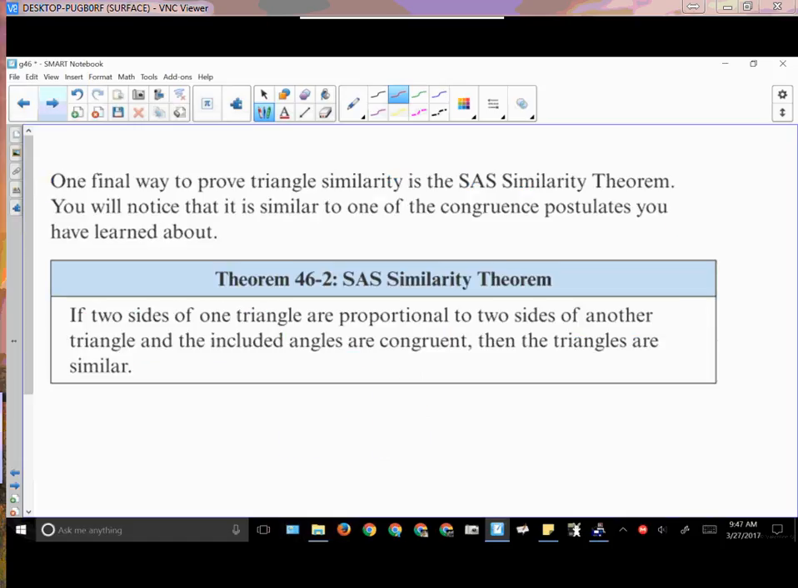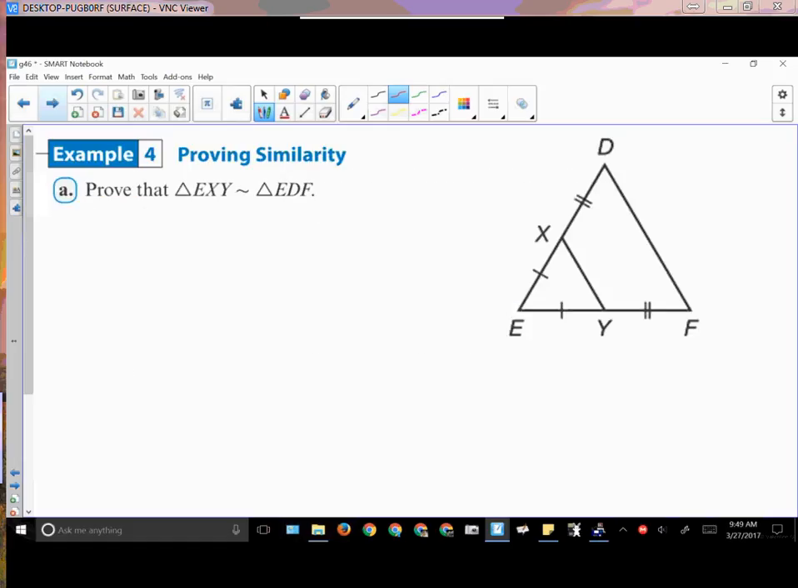So here is one more. I'll give you a few moments to write down. This one is just what it says. If you have a side and an angle and a side in that order, proportional to each other, triangles are going to be similar. So let's take a look at this. Would you agree if I did this?